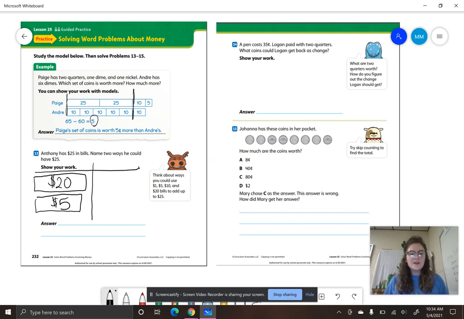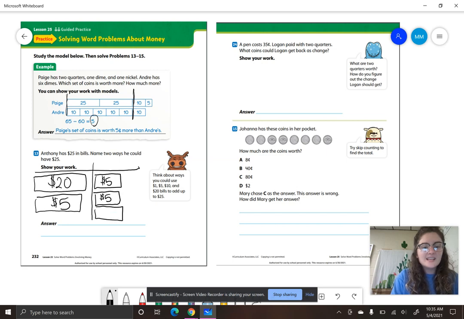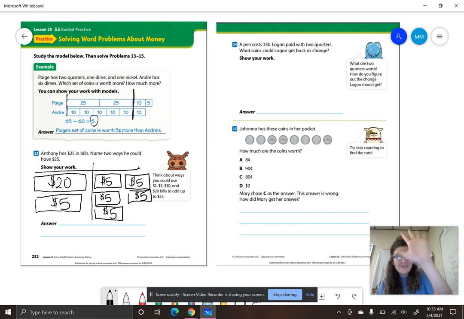All right, now I'm going to show it in a different way. I want to use $5 bills for this next one. So I am going to skip count by 5. Here we go. We have 5, 10, 15. What am I skip counting by, Smarties? Counting by 5s. 5, 10, 15, 20, 25. How many $5 bills did I need to make $25, Smarties? I needed 5 $5 bills.